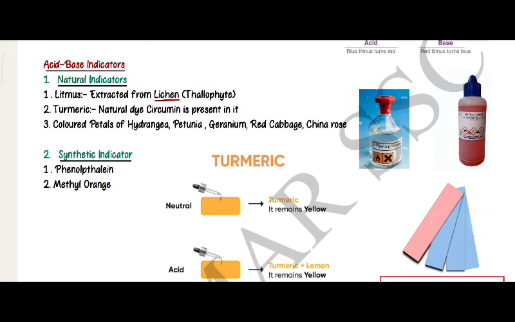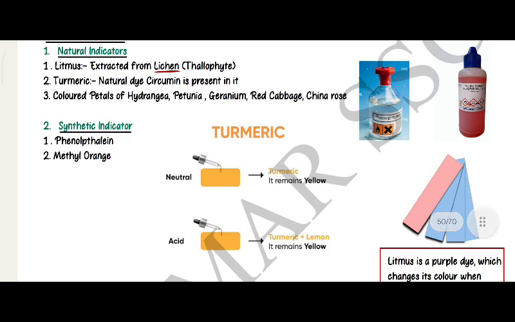Acid-base indicators. Natural indicators: litmus, extracted from lichen, a thallophyte; turmeric, in which the natural dye curcumin is present; colored petals of hydrangea, petunia, geranium, red cabbage, China rose.